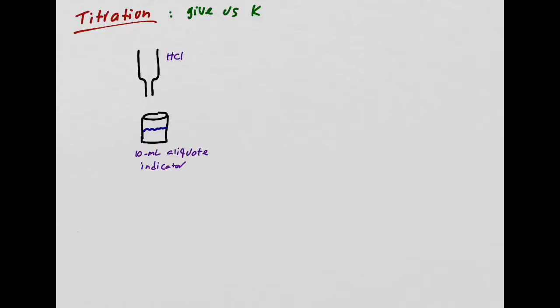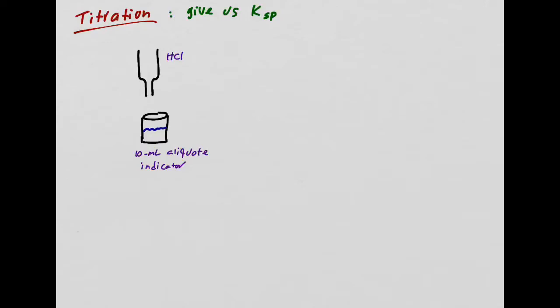So let's go over how the titration is going to give me the K equilibrium, which in this case is KSP. I know you know titration, but I want to quickly go over the setup again. I'm going to titrate this solution with hydrochloric acid. And down here, I have my 10 ml aliquot. And I also need an indicator for the titration.